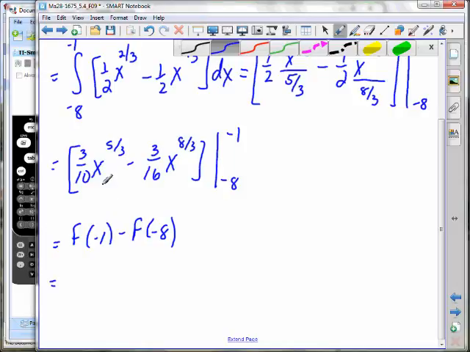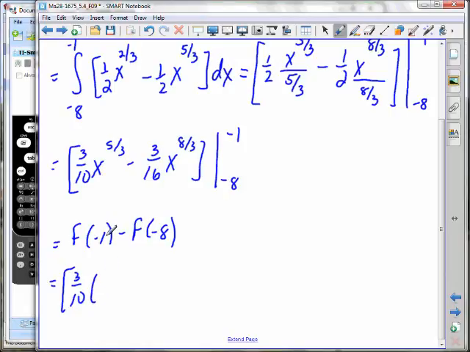So F of -1. That's 3/10 times, the 1/3 power is the cube root. That makes it easier, at least for me, to think about. So what's the cube root of -1? -1. What's -1 to the 5th power? Stays negative. Minus 3/16.